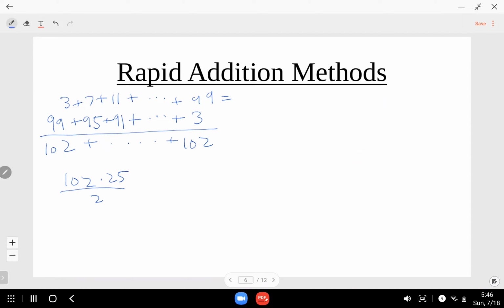And second, you forgot to divide by 2. So why do we get 25? How many numbers are there from 0 to 9? Well, 9 minus 0, that's 9 numbers, right?